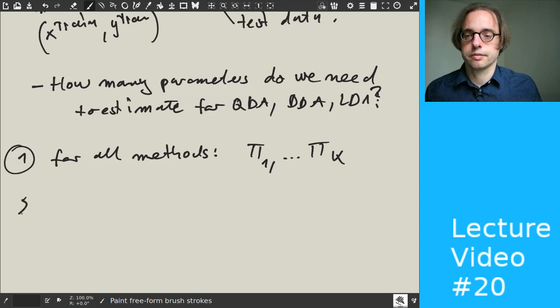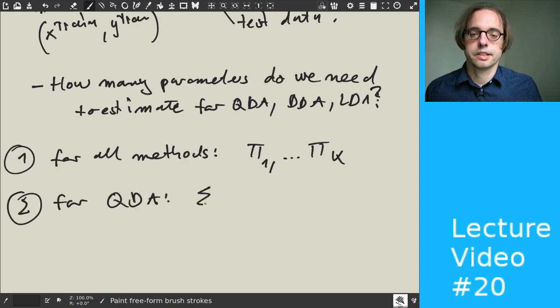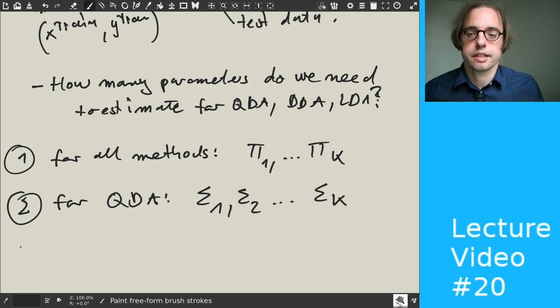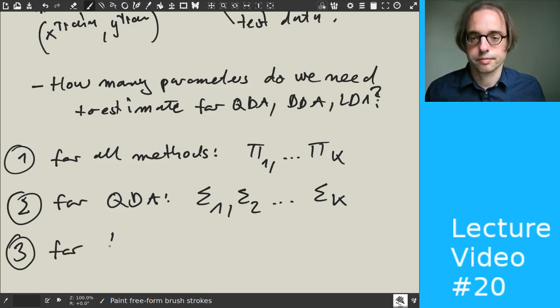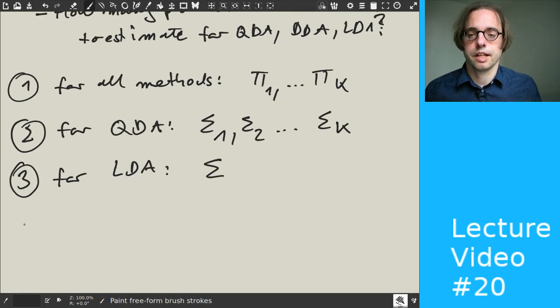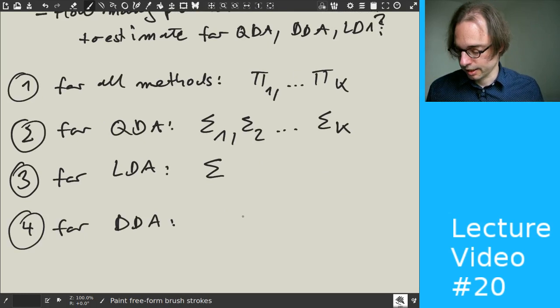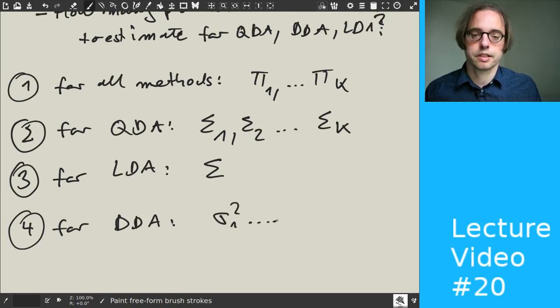For QDA, we need sigma 1, sigma 2, up to sigma k. That's a lot of parameters, so that's where a lot of data is needed. For LDA, it looks better. We need only sigma. And for DDA, we actually only need sigma 1 squared up to sigma d squared.